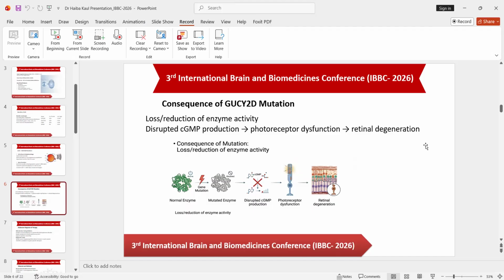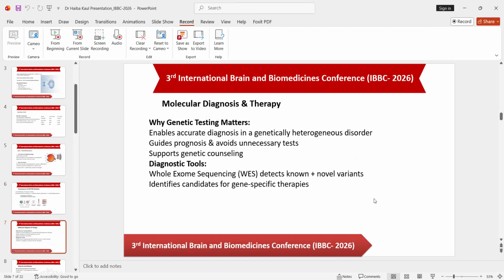Most of the mutations result in loss of function or reduction in enzyme activity. So the normal enzyme helps in the restoration of cyclic GMP, whereas the mutated enzyme disrupts cyclic GMP and the photoreceptor function, and it can cause retinal degeneration. It's a progressive disease. So as the child progresses, vision problems also increase.